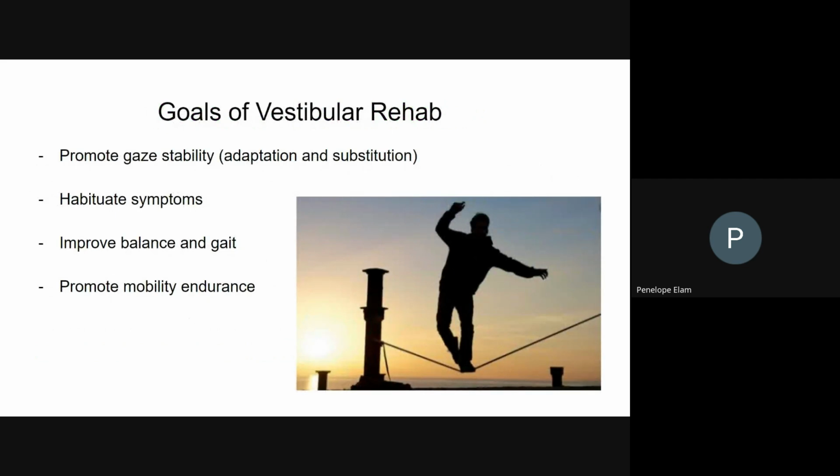Okay, so what are the goals of vestibular rehab? They're to promote gaze stability, which we do through adaptation, substitution, as well as some habituation. We want to habituate symptoms so that they have decreased complaints of dizziness. We want to improve their balance and their gait, and we also want to promote mobility endurance. Many times, a patient with a vestibular dysfunction is not going to want to move. They're going to minimize their movements to decrease the complaints of dizziness and those feelings of nauseousness. So we want to make sure that we're getting them back active and moving again, because they will decrease their endurance.